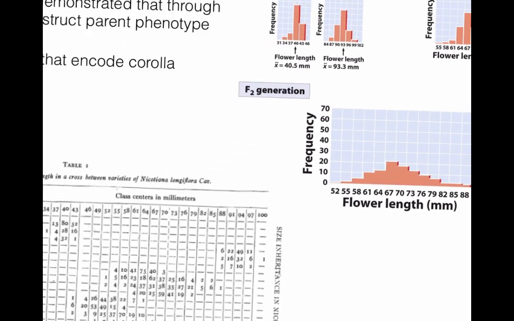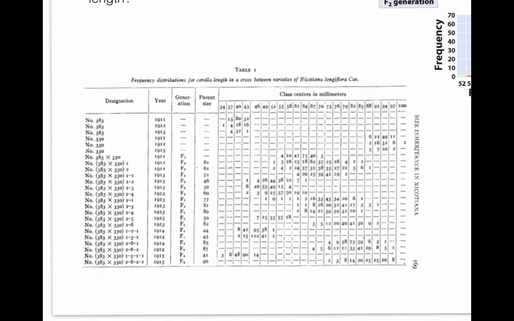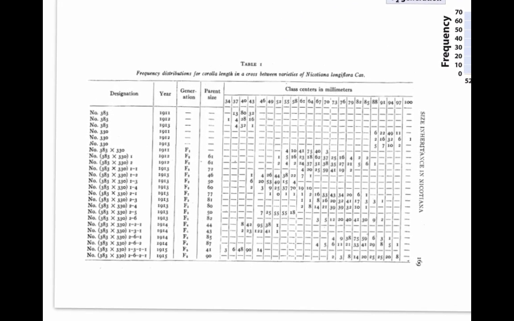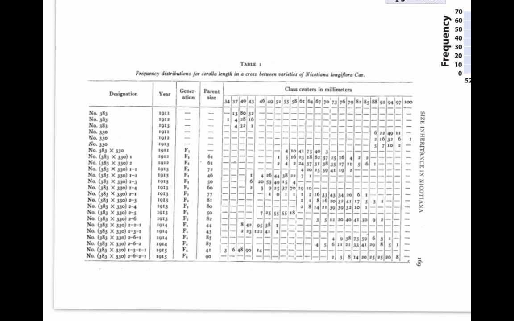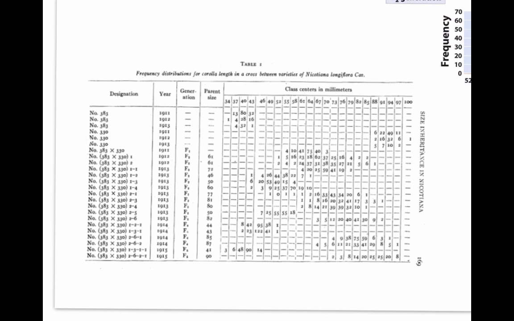East took these lines and selected through a number of generations for shorter corolla and longer corolla. And we can see the effect of that selection. So this is the table, the original table from his publication. Here is parent 1. We're looking at the phenotypic value shown in millimeters. So this is large corolla or long corolla, and this is short corolla.